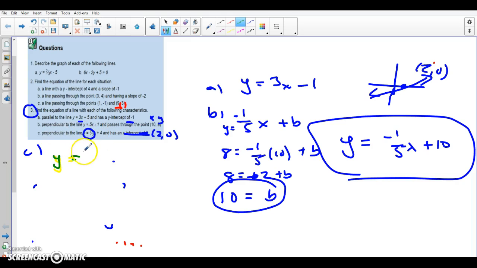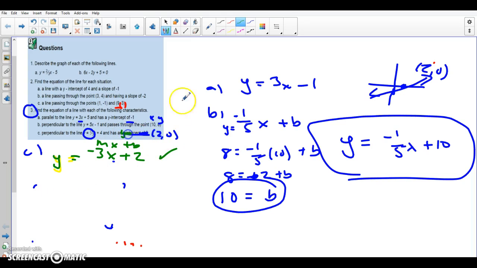Perpendicular to 1/3, that means my slope is going to be -3. Okay, so mx plus b. And here I'm going to have a y-intercept. Now, sorry, some of you thought it said y-intercept of 2. So some of you just went ahead and did that. That's fine. It's not correct, but that's okay if you made that mistake.